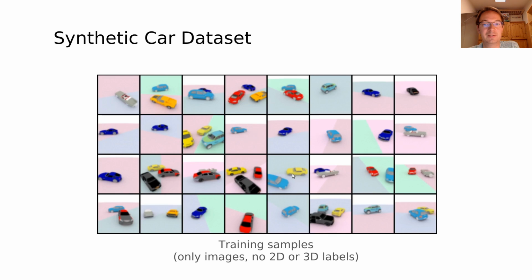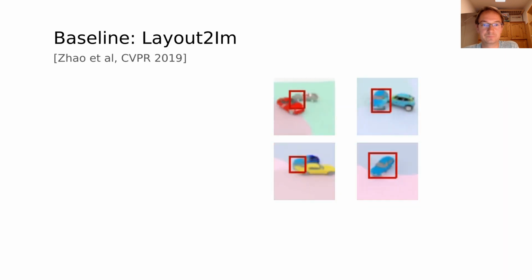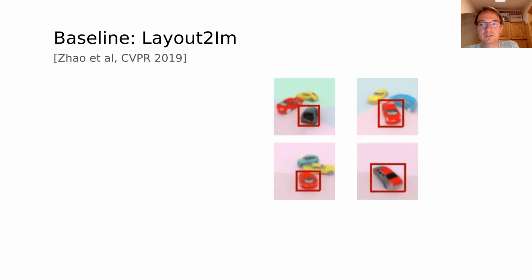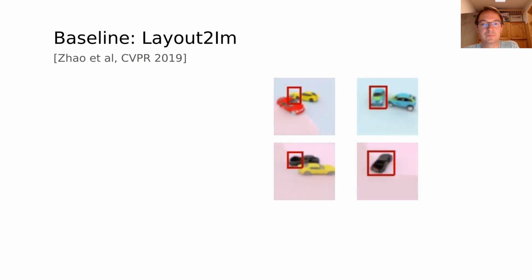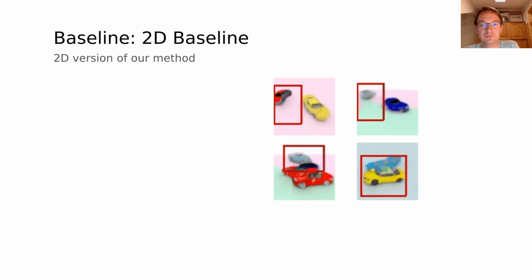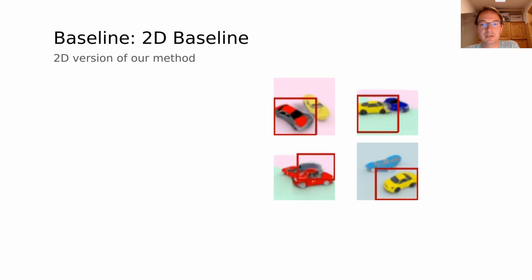Let's have a look at these results in form of a video. Here we can see the synthetic car dataset, some training samples from that dataset. Note that we use only images as input to our method and don't require any 2D or 3D labels. As you can see, for the baseline, the identity switches if we translate the object. Our 2D baseline changes rotation when we translate the object.